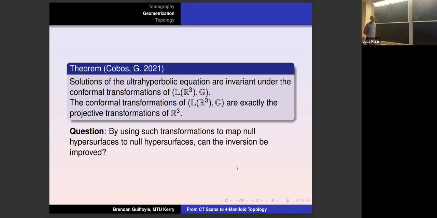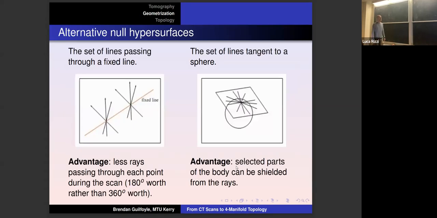So one of the questions you could ask is, can you use the transformations to map null hypersurfaces to other null hypersurfaces, and can the inversion be improved? This is the inversion that I wrote down earlier. Let me give you two alternative null hypersurfaces. The null hypersurfaces that Fritz John used were all the lines that are parallel to a fixed plane. That was the three-dimensional space of lines that was used to invert this operator. But in fact, you have alternative null hypersurfaces that you could use. You could use the set of lines passing through a fixed line. That turns out also to be a null hypersurface.